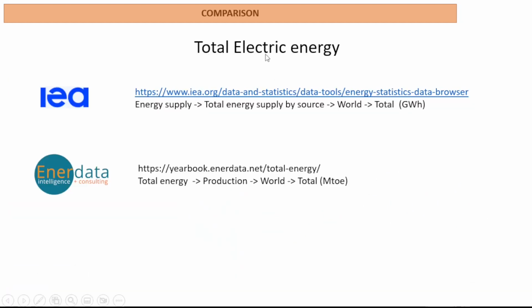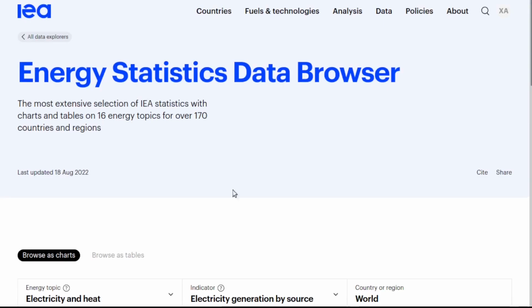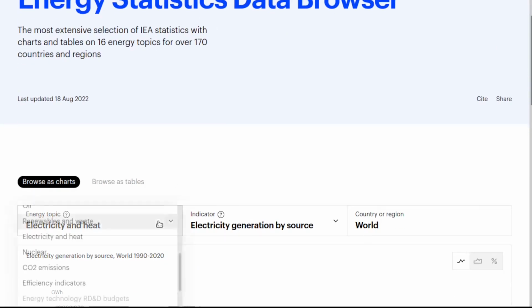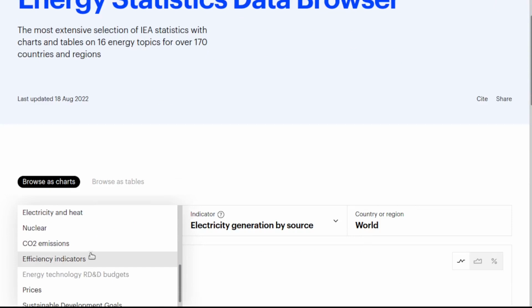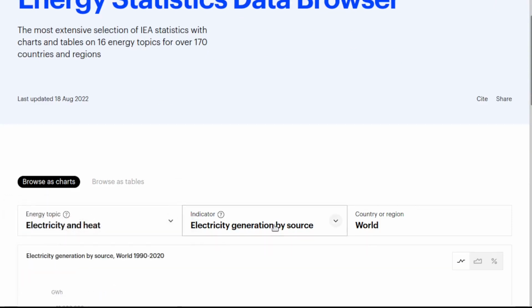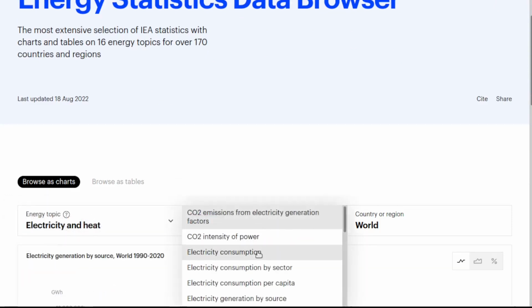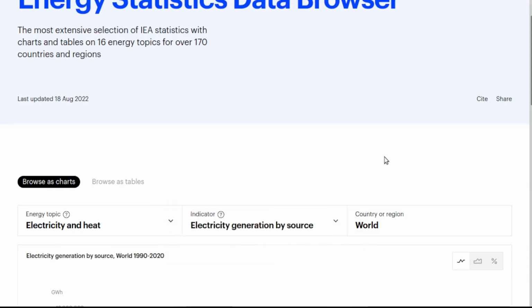We are going to compare the total electric energy given by, once again, the IEA and the Enerdata Intelligence Consulting, that is another website where we can get the information. In the IEA, we have to go to electricity and heat and electricity generation by source.